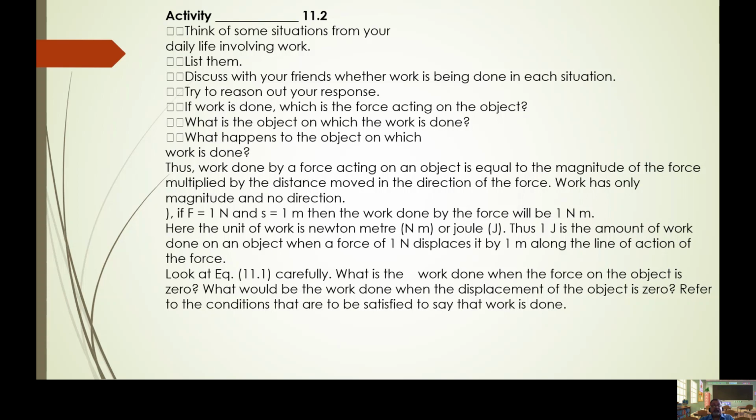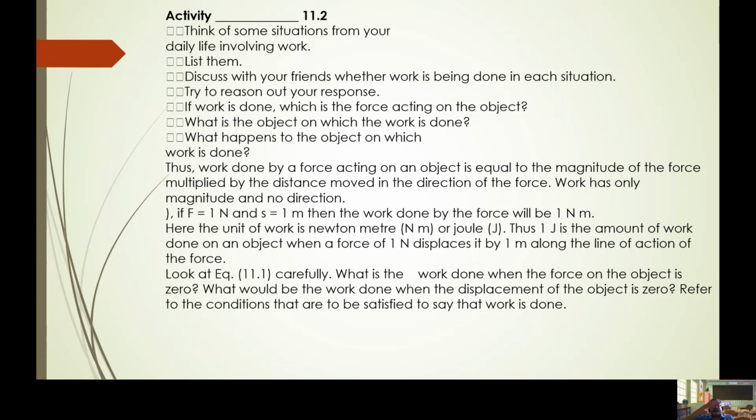Thus, work done by a force acting on an object is equal to the magnitude of the force multiplied by the distance moved in the direction of the force. Work has magnitude and no direction. If F is equal to 1 Newton and S is equal to 1 meter, then the work done will be called 1 Newton meter.